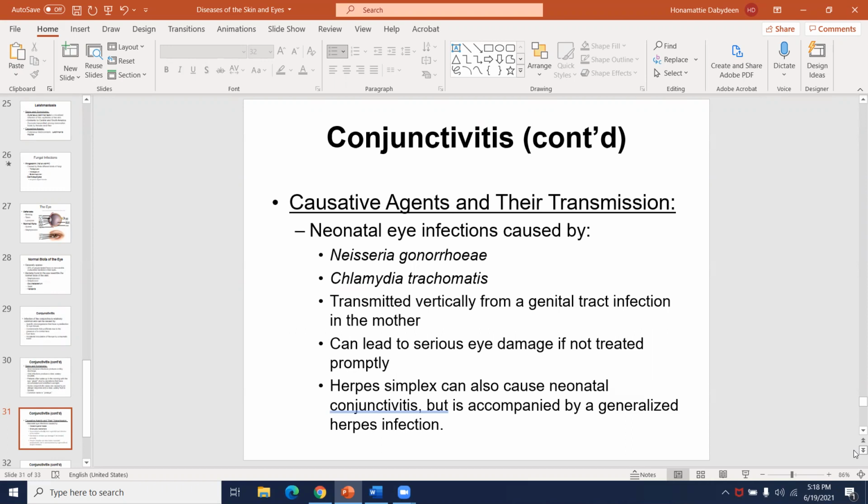Okay, so these organisms, and I talked a little bit about Chlamydia trachomatis, are vertically transferred from the mother to the baby, and especially Neisseria gonorrhea, not belittling the other one either, but they can cause serious eye damage if not treated promptly. Because remember, the baby is still newborn, and the eye and everything is very fragile at this point. The baby hasn't developed its own immune system yet, and so can succumb to a lot of these organisms.